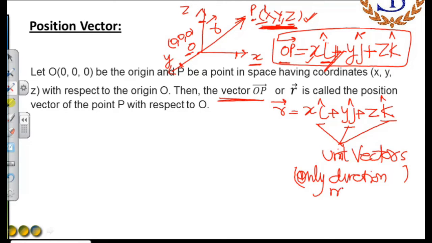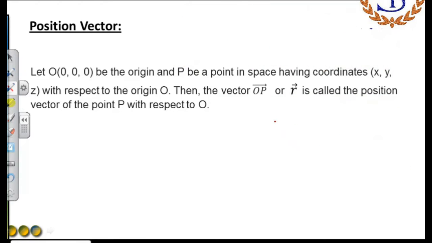And what is the magnitude of this unit vector? As it is a vector, it is having both: one, the direction, and second, the magnitude. For unit vector, the magnitude is always 1 and the direction is given by these caps. So this is a vector giving the direction of P. That's why it is also known as the position vector of P.